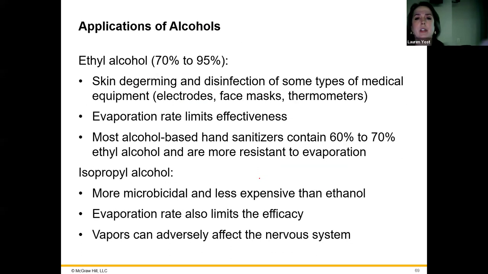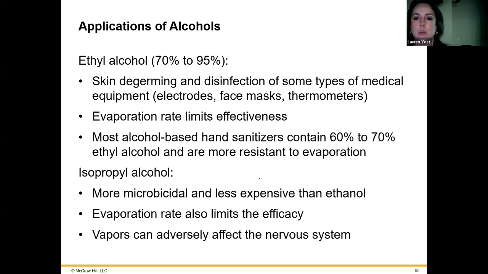You can buy ethyl alcohol at 70% to 95%, and isopropyl alcohol as well, in that range. But like I said, aim for the 70%, please. They both have high rates of evaporation, which is a problem. And we do see alcohol-based hand sanitizers with primarily ethyl alcohol.